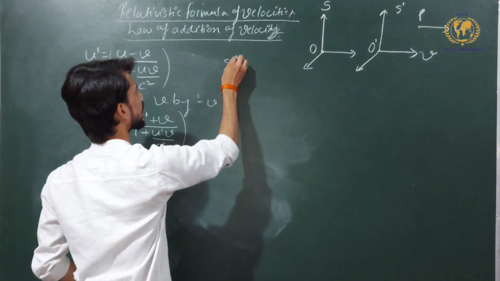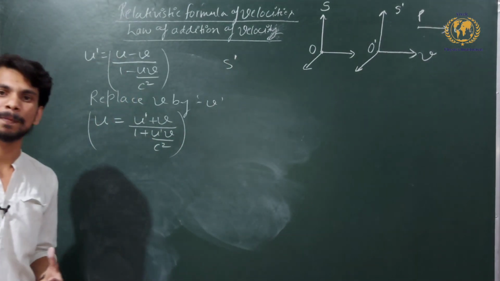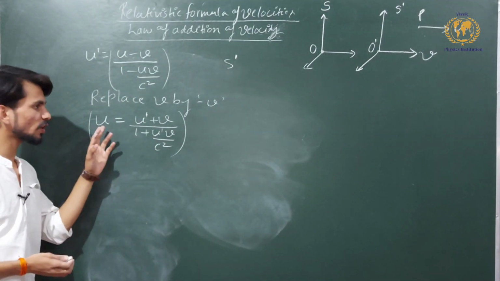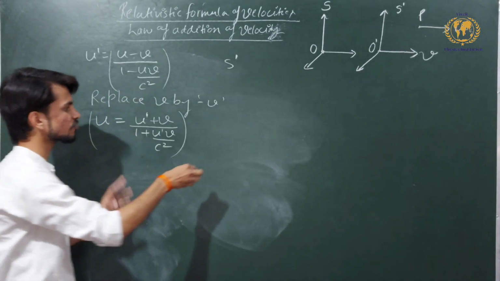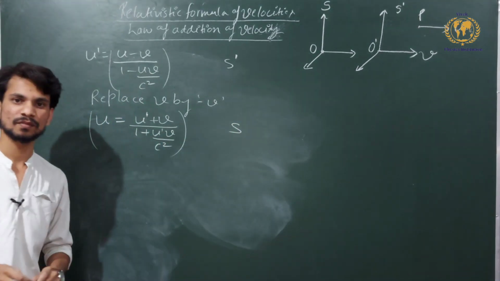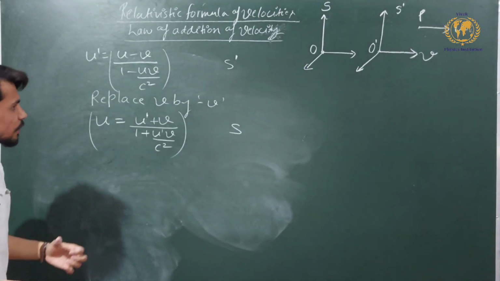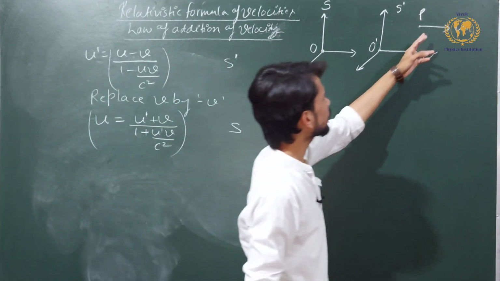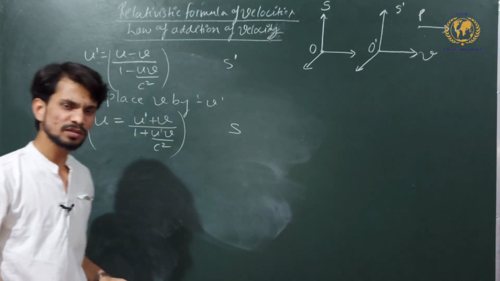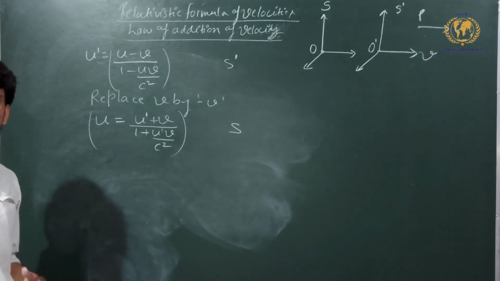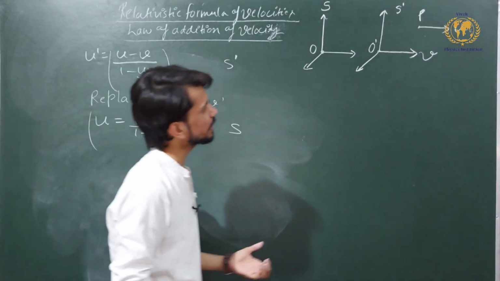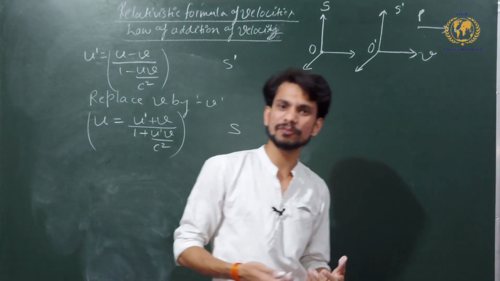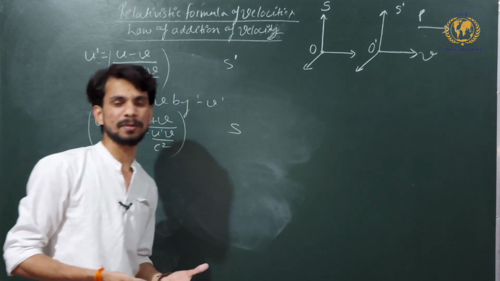So this is for the S dash frame of reference measurement, and this is nothing but the velocity of the particle P, but measured in the frame of reference S. So this is for the S. Okay, now if I talk about such kind of particle which moves with the speed of light, let's say for convenience this particle is a photon or an electromagnetic wave.